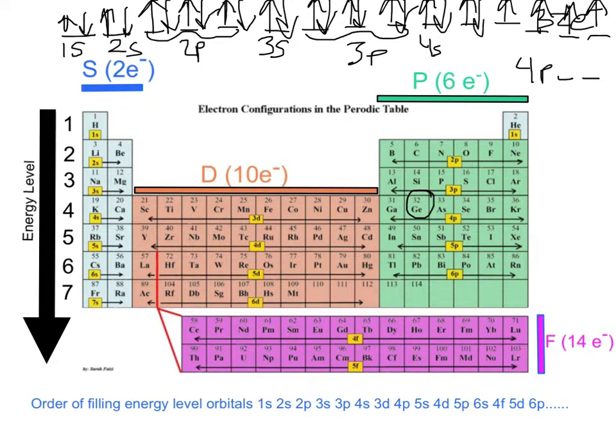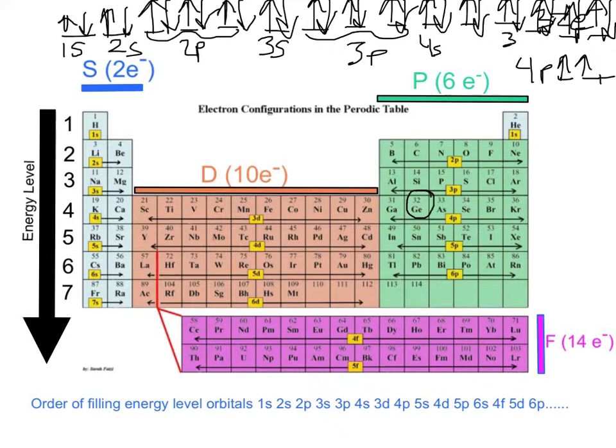Now we go back and double them up: 6, 7, 8, 9, 10. And now I need 1, 2 more here. So 1, 2, and then there's that 3rd energy level here. So there you go. Now let's write this out in shorthand.